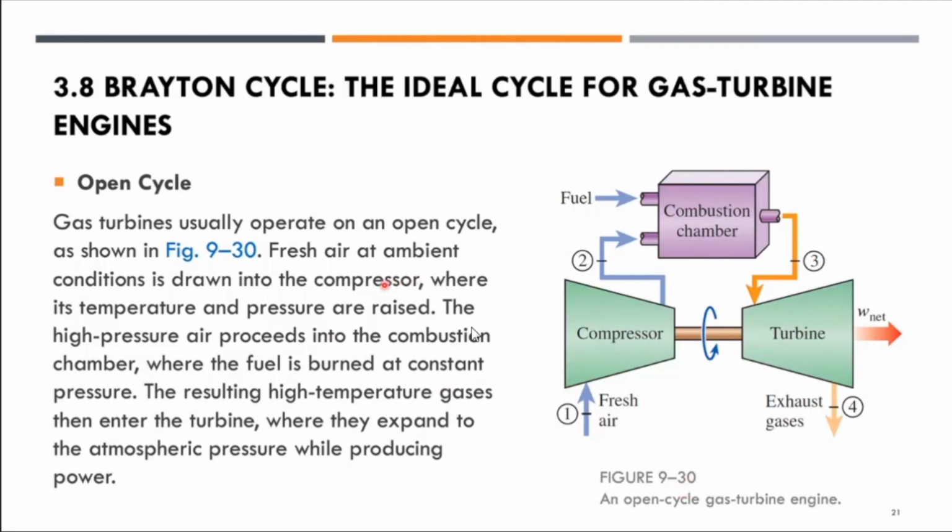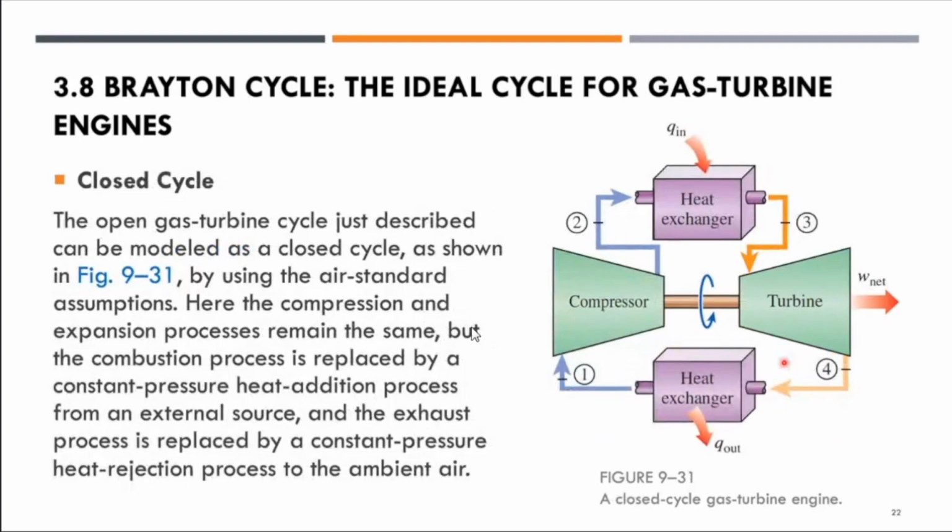So in this case, the high pressure air proceeds into the combustion chamber, right? The air that is being compressed over here at high pressure is burned in the combustion chamber at constant pressure, resulting in high temperature gases that go into the turbine, where they expand to the atmosphere. Right? This is where the work is being done.